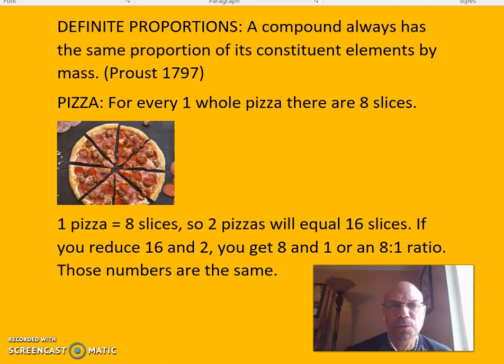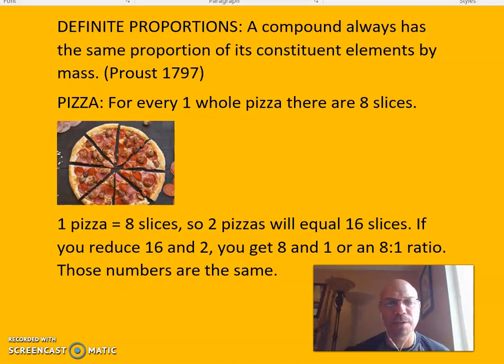Let's take a look at the definition for proportions. Definite proportions are a compound always having the same proportions of its constituent elements or its pieces by its mass. That definition was put together by Joseph Proust in 1797, just meaning that all of the pieces will equal the same. So for example, there's my pizza down there.